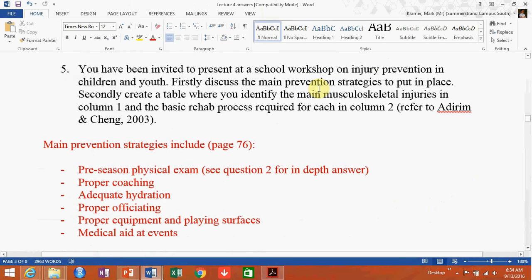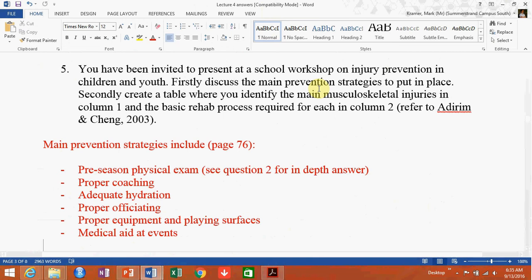Okay, you have been invited to present at a school workshop on injury prevention. So those of you who are working with children at the moment or adolescents, and you might be thinking, how am I supposed to sell this concept to parents? How do I even get started with implementing all this adolescent assessment? How do I go about doing this? This is one example.